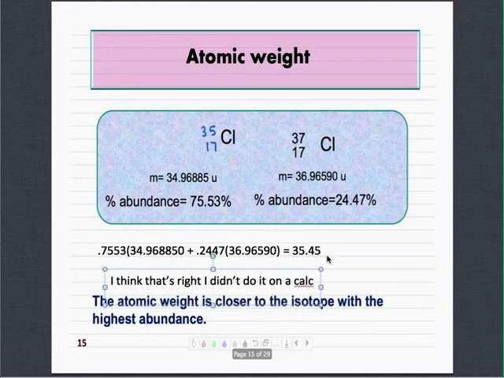It's closer to 34.9, which is approximately 35, than to 37. Okay? This is always the case. The average atomic mass is going to be closer to the most abundant isotope mass. Okay, what about we do this?